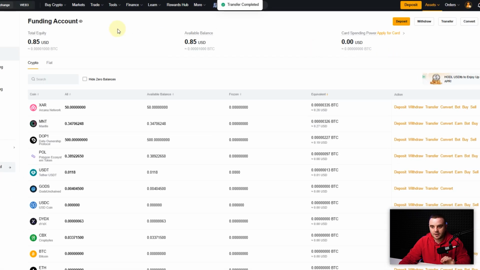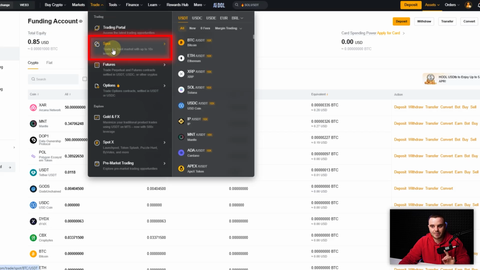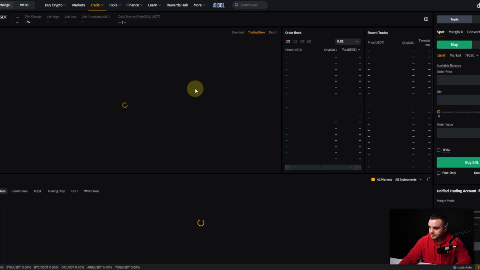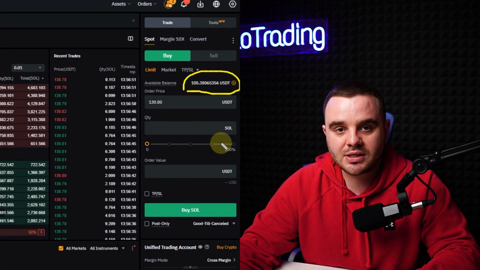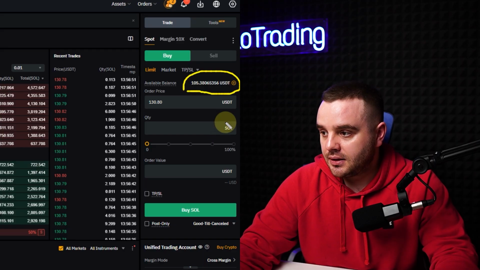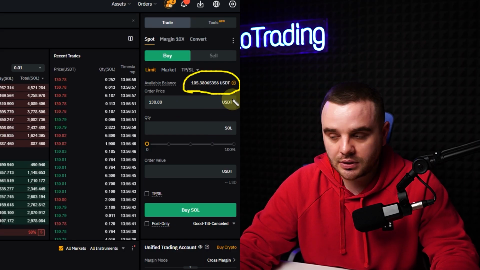After that, what you do, you go into a trade section and choose spot if you would like to buy real coins such as Solana or any other coin. It works perfectly for any other coin, Solana. After that, you can see on this right corner, you can see available balance. It shows to us how much money do we have. And based on that, we can choose how much Solana we would like to buy.